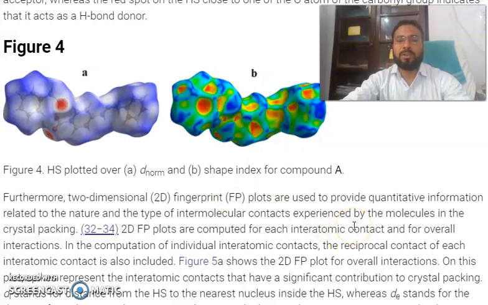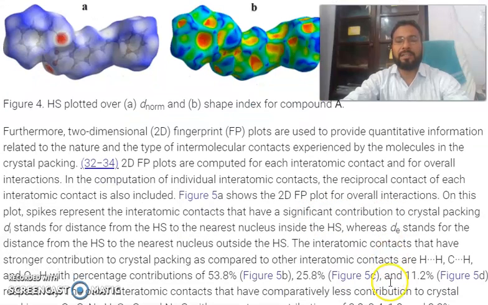So, you know, in the overall interaction plot, spikes represent the interactions. I will show you what is the meaning of spike. Spikes represent the interatomic contacts that have a significant contribution to crystal packing. di stands for the distance from the Hirschfeld surface to the nearest nucleus inside the surface, whereas de stands for the distance from the surface to the nearest nucleus outside the surface.